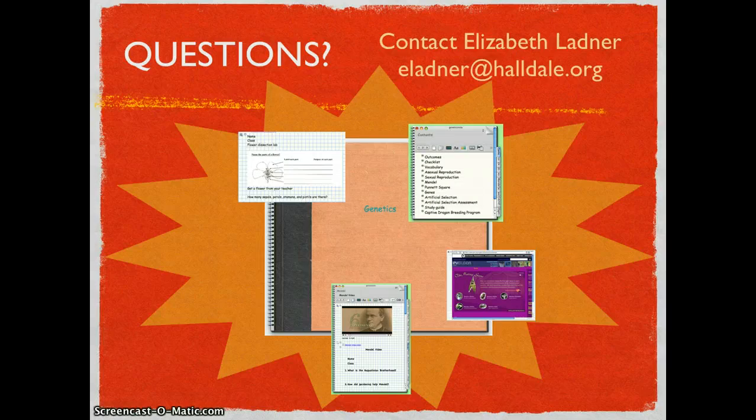So as you can see, the notebook can be used in a variety of different ways for not only science, but for many other subjects.